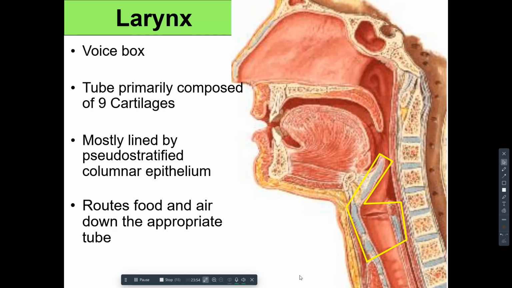One of the other big jobs besides voice production is to make sure food and air go down the correct way. We got to make sure that air goes down the anterior tube and food goes down the posterior tube. And that is what the lid of the larynx is for. This lid, the epiglottis, is going to shut when you are swallowing food and drink. And that makes sure food and drink don't go down this passage.